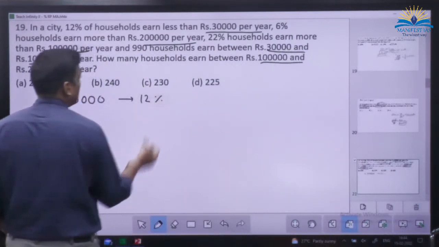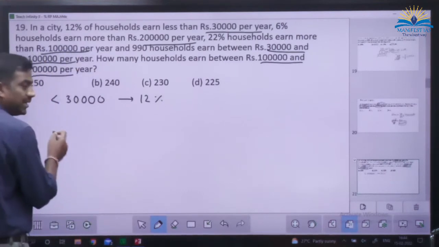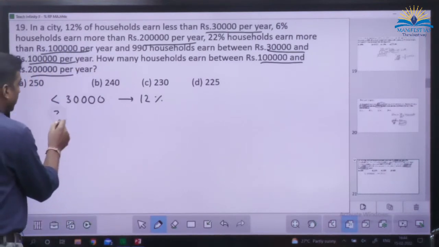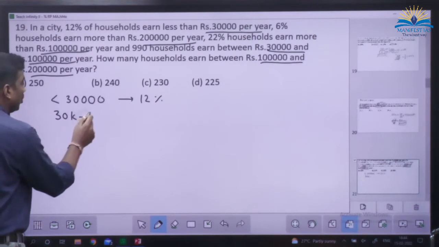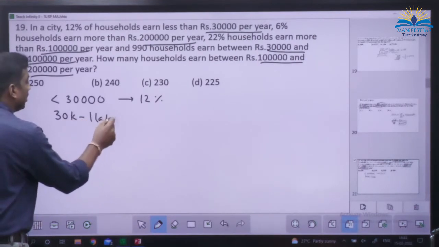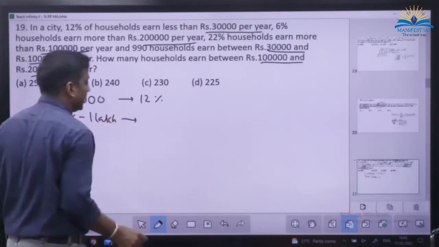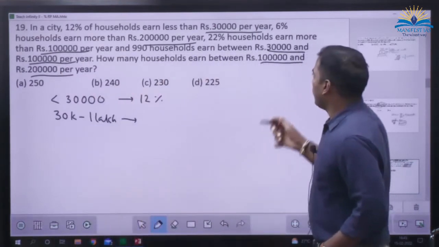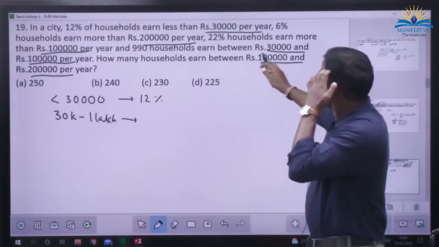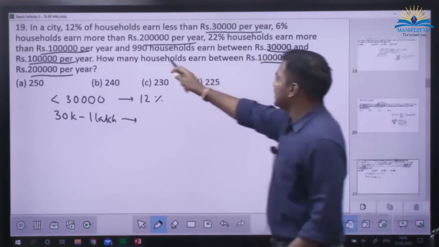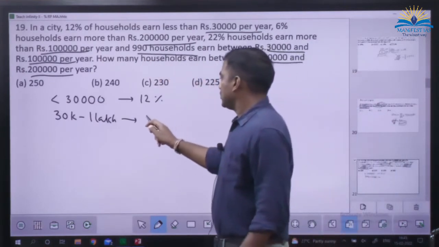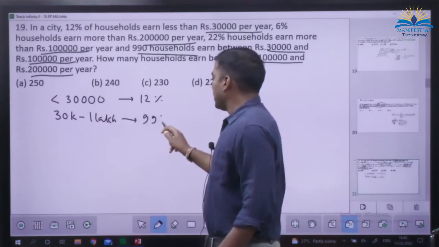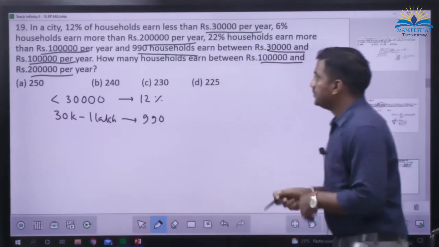12%. Then the next amount is 1 lakh, right? So I'll write 30,000 to 1 lakh. How many of them? Between 30,000 and 1 lakh, that is 990 households. They are not given in terms of percentage.